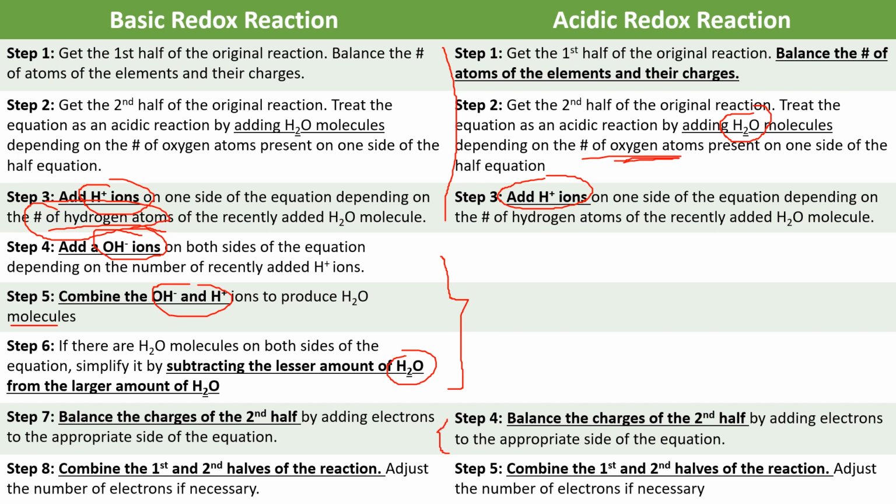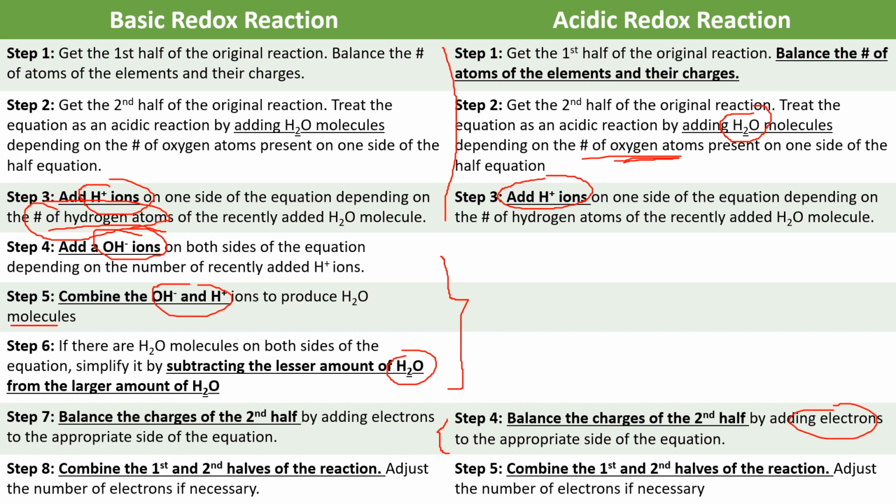So you need to balance the charges on the second half by adding electrons. And then lastly, you combine the first and second halves, you adjust the electrons if necessary, cancel out the same amounts of electrons. So ganun lang yung steps.